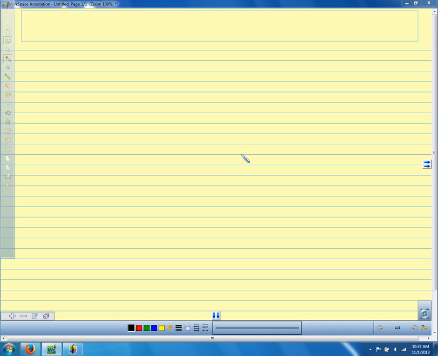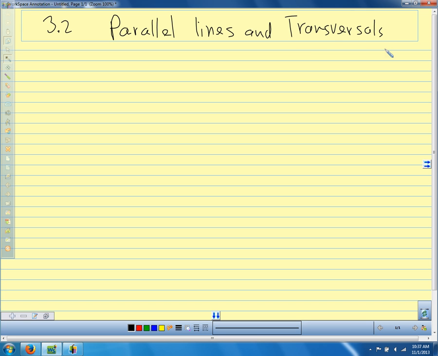All right, so we are in section 3.2, and we're going to talk about parallel lines and transversals. All of this information, the first part at least, should fit on your graphic organizer that we started on block day. A lot of the first part is we're just going to be filling in the blocks on that graphic organizer.